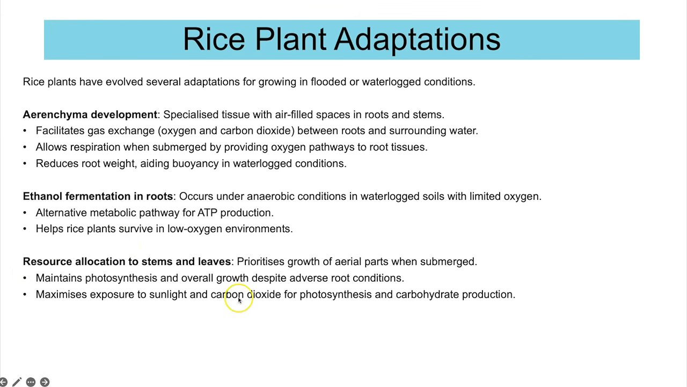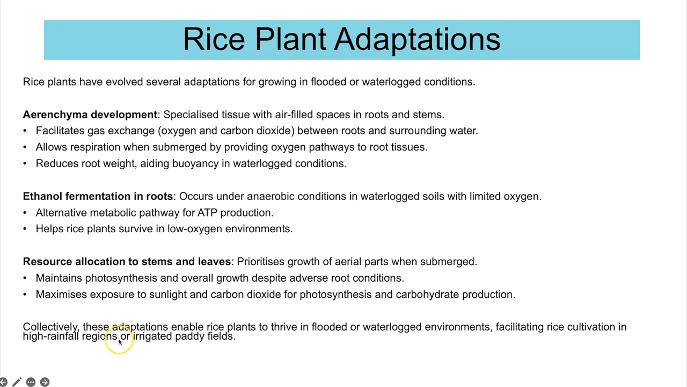And then lastly, we've got these resource allocations to the stems and the leaves. That's prioritising growth of aerial parts of the plant when it's submerged. And that is going to maintain photosynthesis and overall growth despite the adverse root conditions, and maximise exposure to sunlight and carbon dioxide for photosynthesis and carbohydrate production. So collectively, those adaptations enable rice plants to thrive in flooded or waterlogged environments, facilitating rice cultivation in high rainfall regions or irrigated paddy fields.